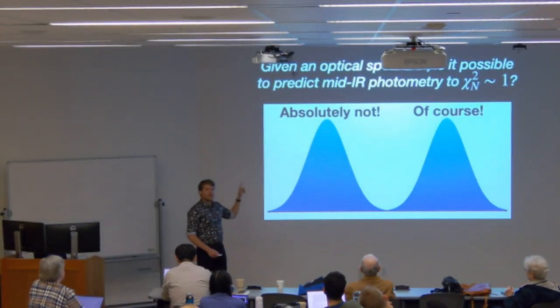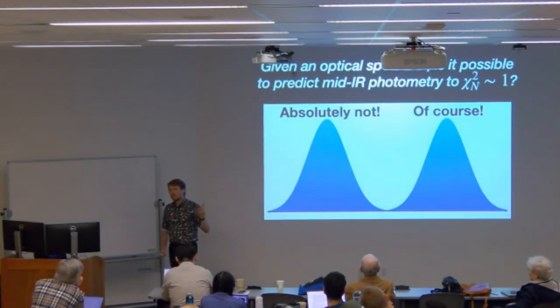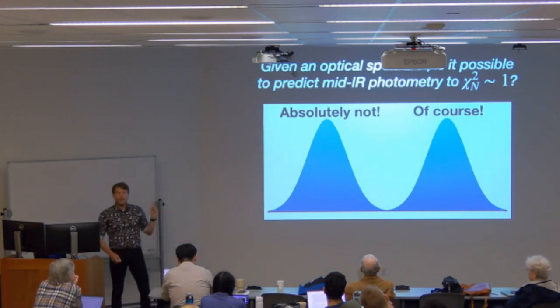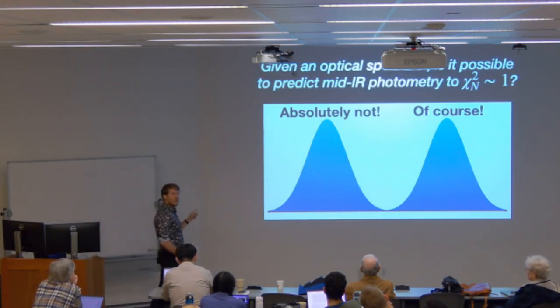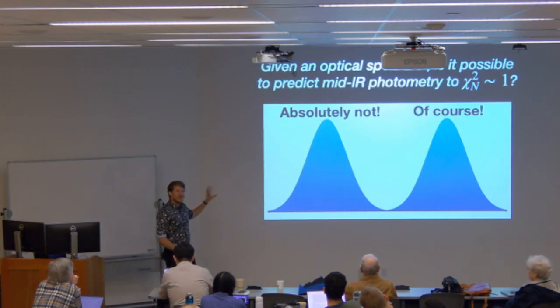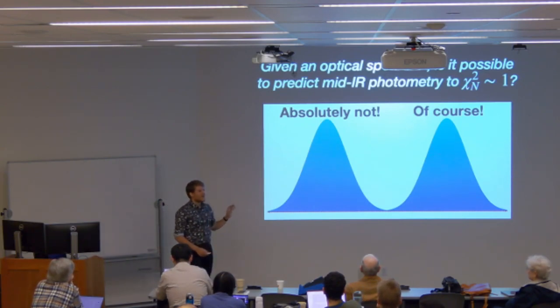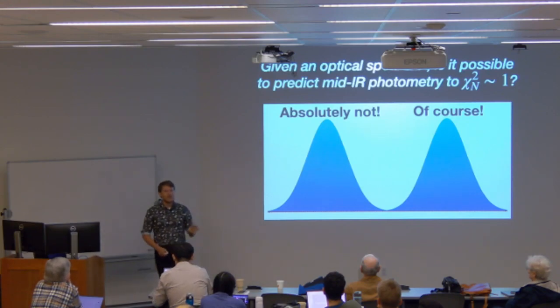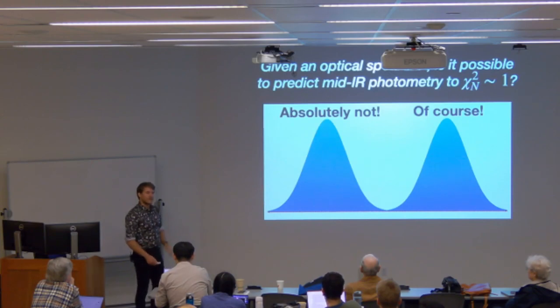Given an optical spectrum, something SDSS-like, is it possible to predict the mid-IR photometry for that galaxy to produce a chi-square of about 1? Most people have either the absolutely not reaction, or they think it's so obvious that you can't do it that they say, of course. Everybody thinks this project is ridiculous because it's obvious what the answer is, but I want you to just take 5 seconds and think about what you think the answer to this question is.